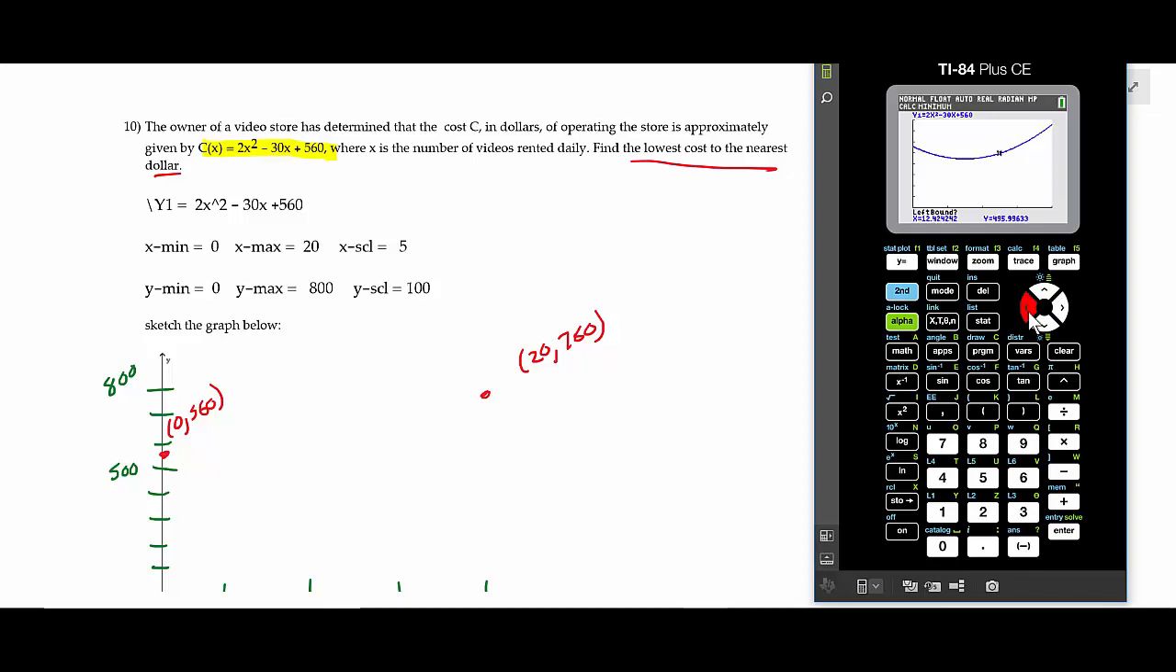You could actually find this vertex, by the way, by doing negative b over 2a. You could do this without having to rely on your calculator, but I want you to know how to use your calculator to do this.